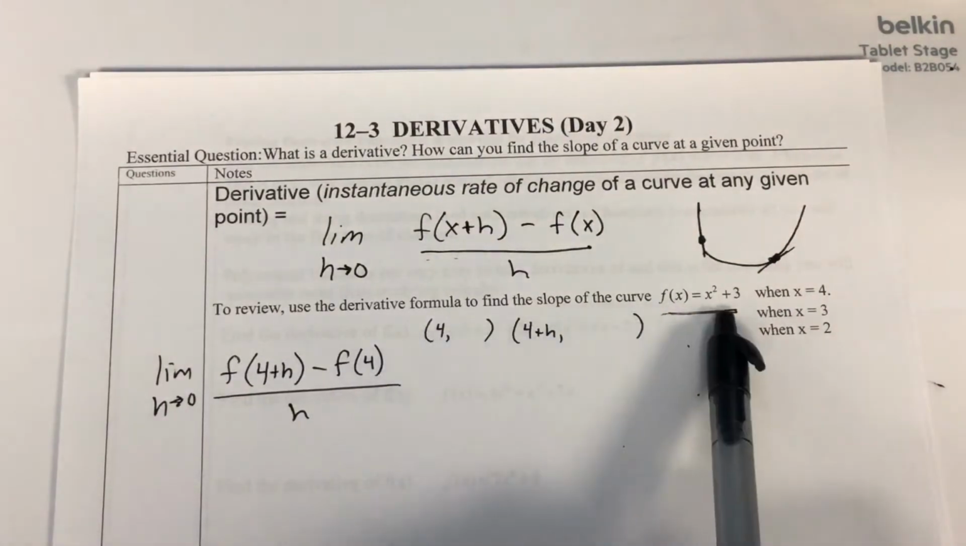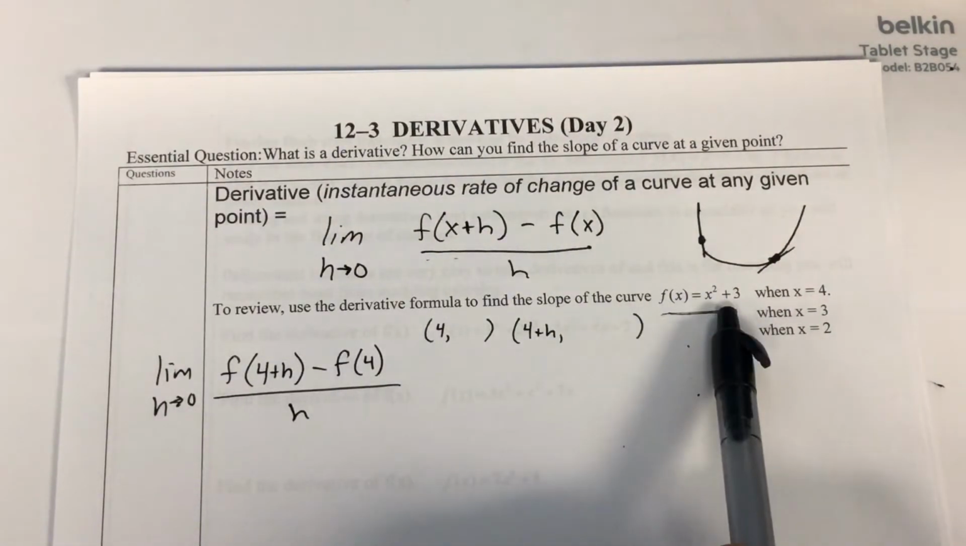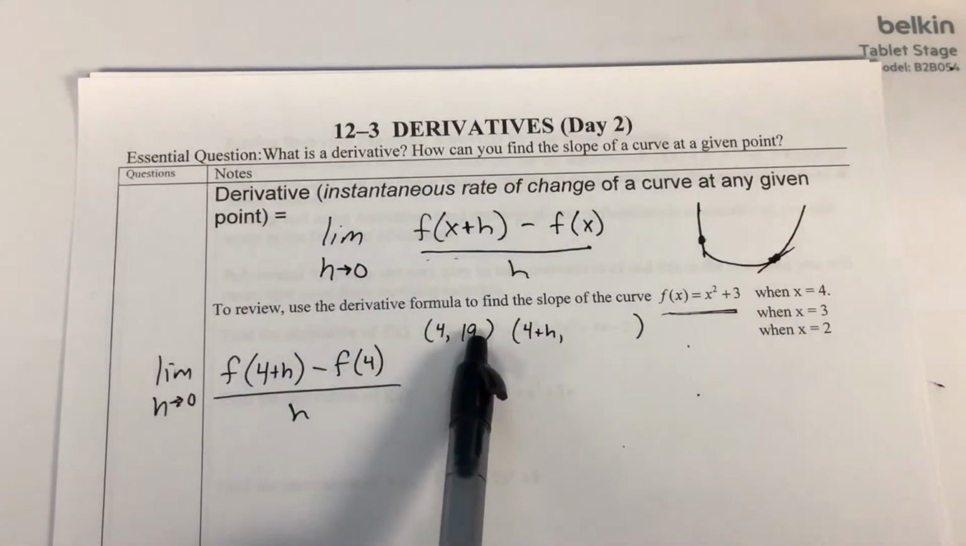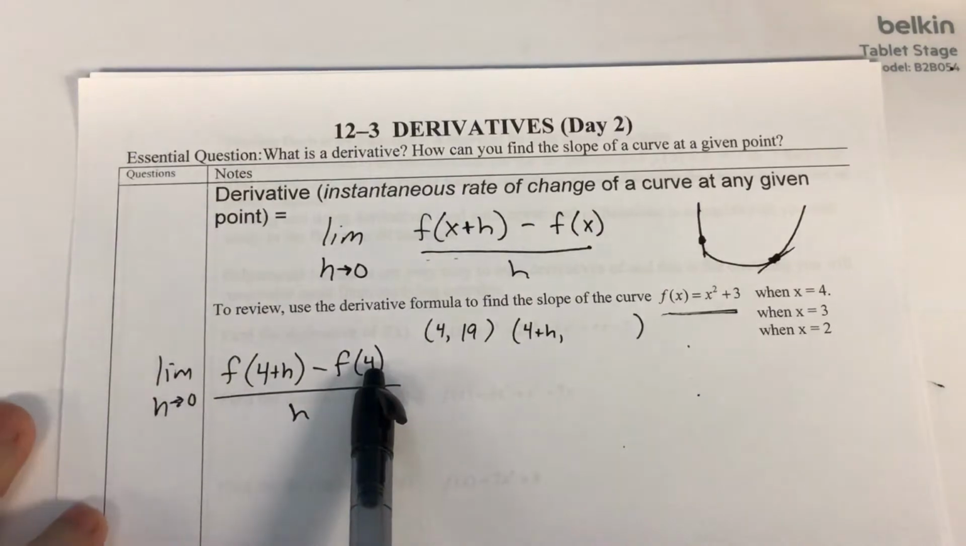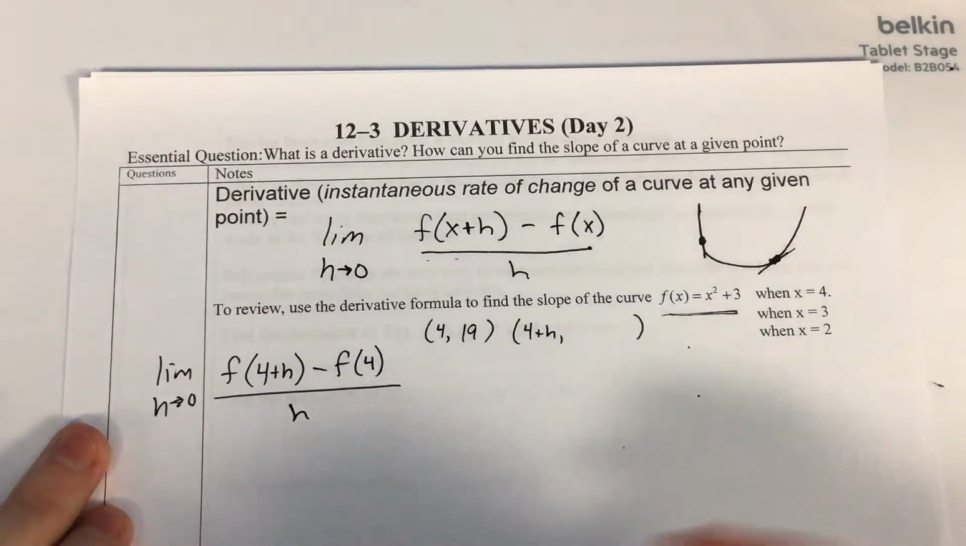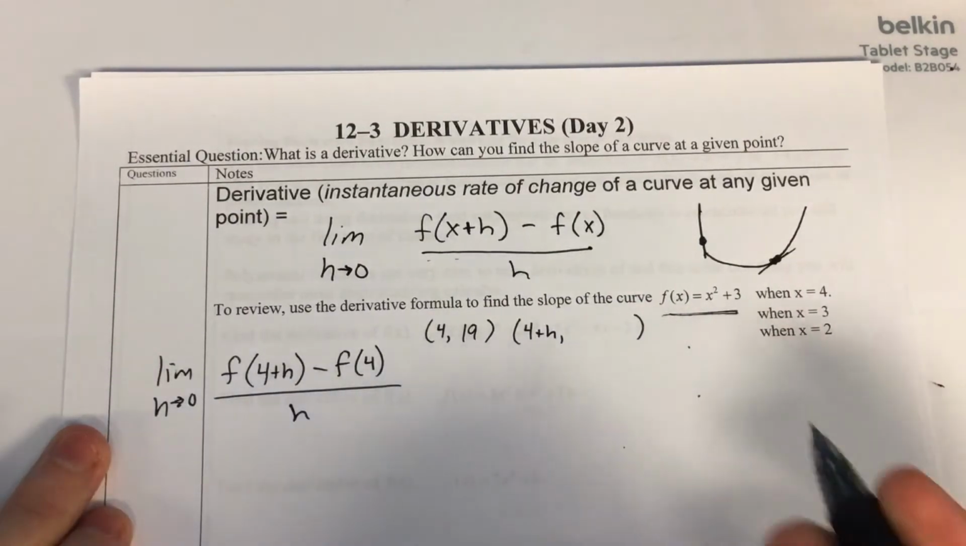So if I plug in 4 squared plus 3, that's 16, plus 3, that's 19. So we really have the point 4, 19. So f of 4 will be 19. And then 4 plus h, you'd have to plug in 4 plus h squared plus 3. So you could do that over here, it doesn't matter.